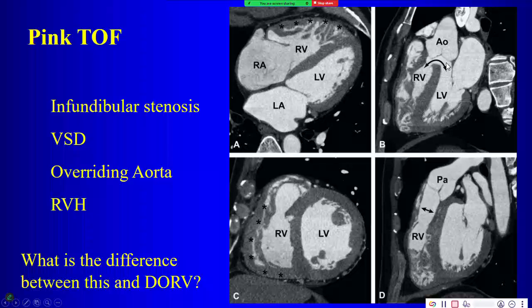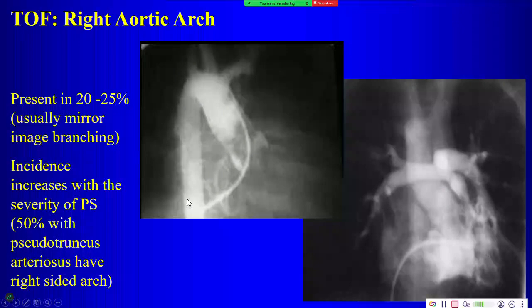So you can see how closely these anomalies can be related. If the aorta shifts more towards the right ventricle, then we call it double outlet right ventricle. And the physiology, of course, does resemble tetralogy of Fallot if there's infundibular stenosis.